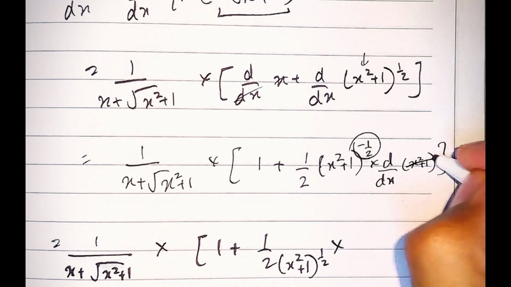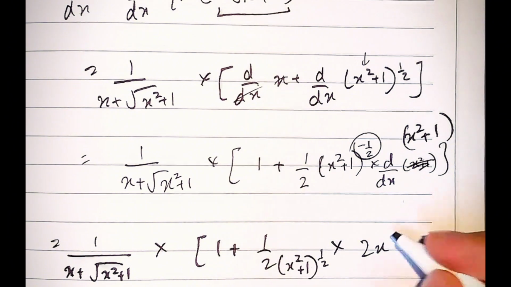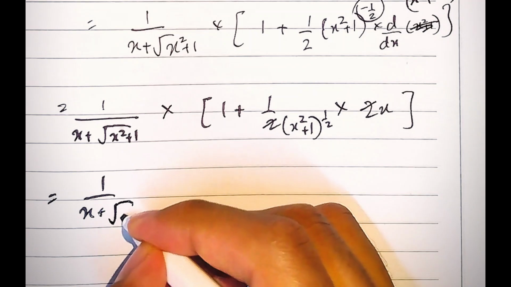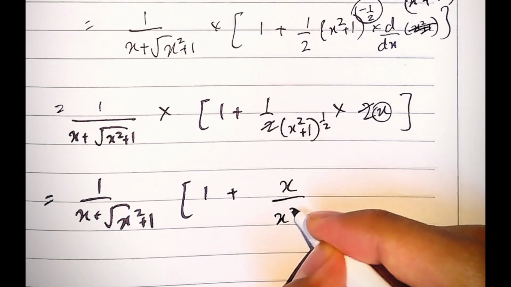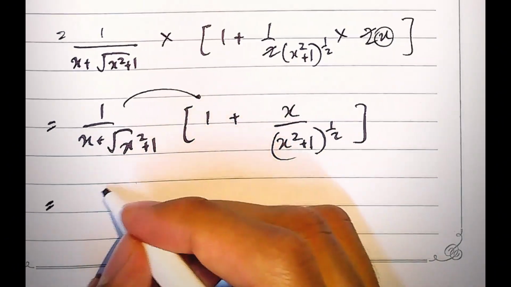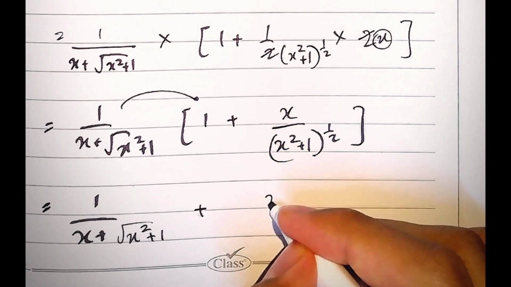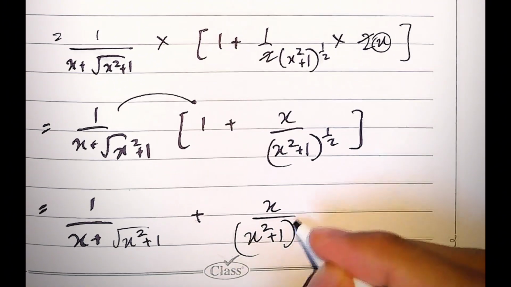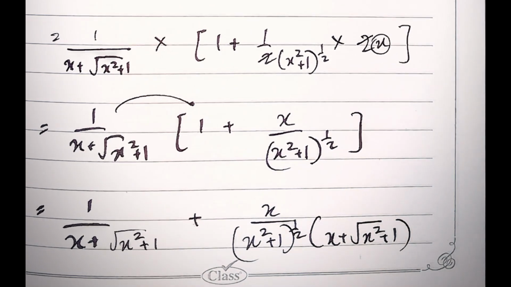Oh, actually let me write it in a much bigger form because it is confusing. So the derivative of x squared is actually 2x, and the derivative of 1 is 0 because it is a constant. So this 2 is cancelled by this 2 right over here, and we are left with 1 divided by x plus square root of x squared plus 1 plus, over here we are left with x multiplied 1 gives x divided by x squared plus 1 divided by 2. And we can now multiply this term inside this bracket, so we are left with 1 multiplied this term gives us 1 divided by x plus square root of x squared plus 1 plus this term will give us x divided by, okay, so we have x square plus 1 power 1 by 2 times x plus square root of x squared plus 1. Okay, so this is the final derivative.